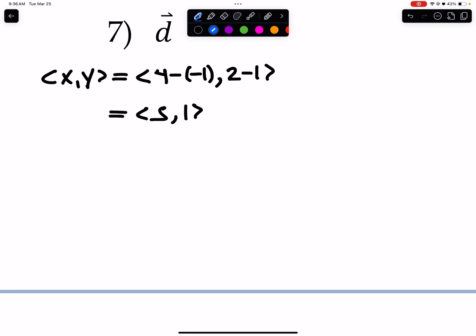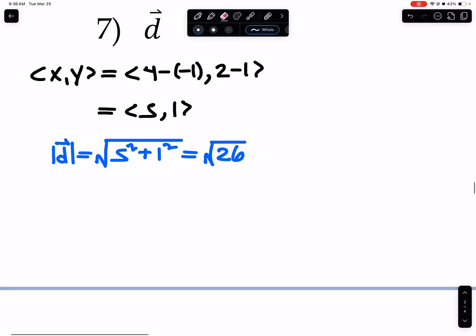So for the magnitude, I'm going to do the square root of the x component squared plus the y component squared. So that's going to give me square root of 25 plus 1, which is going to be the square root of 26. So if we want the decimal form of it, which we may want just the exact form, but if we want the decimal, then you can plug it in, so it'd be 5.099.